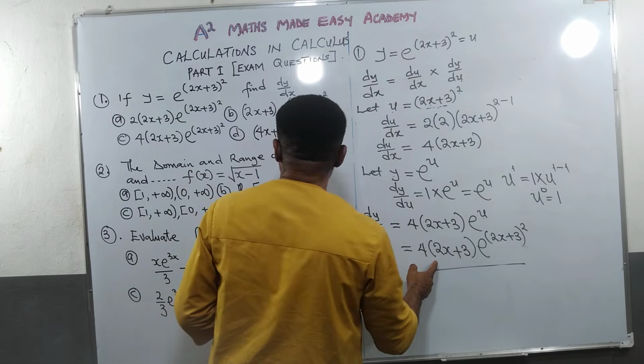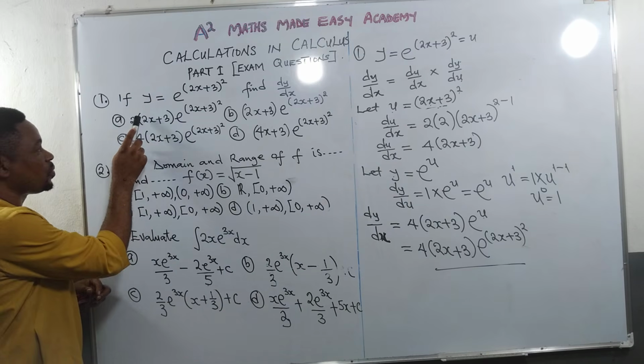Can we now look at the options and know if something like this exists? Option A says 2 brackets no.